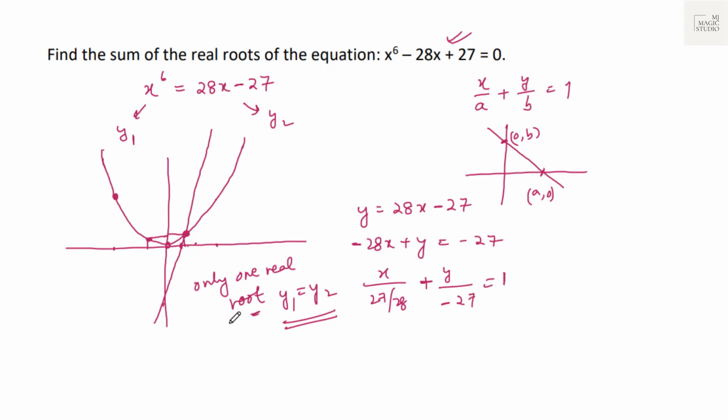We are drawing these graphs just to clarify our own doubt about how many real roots are possible. For this given polynomial of degree 6, where 6 roots are possible, only one real root is possible, and that occurs when x is equal to 1. What is the sum of all real roots of this equation? Answer is 1.